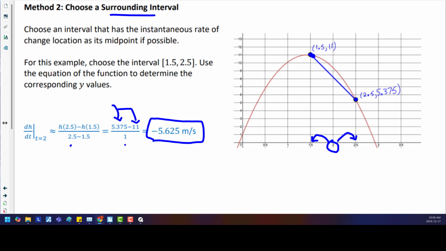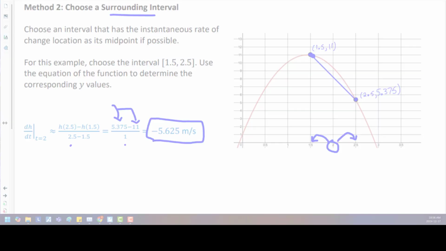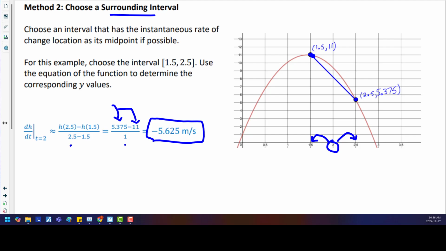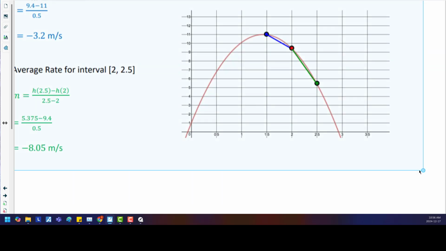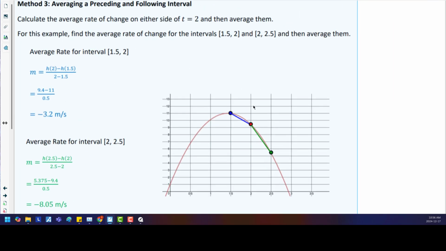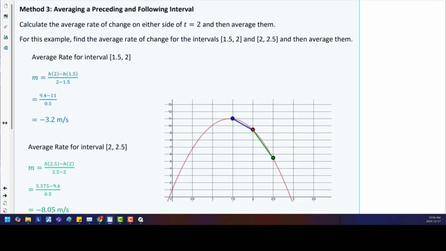We have another way of doing it. Interesting. Method 3. I usually prefer one of them over all the others, but that's fine. We'll go through all of these. So method 3, we have averaging a preceding and following interval. What does that mean?